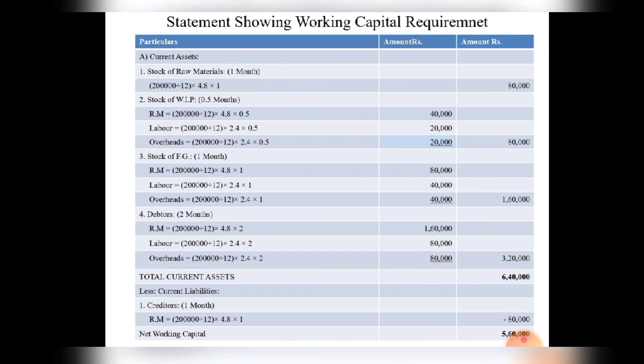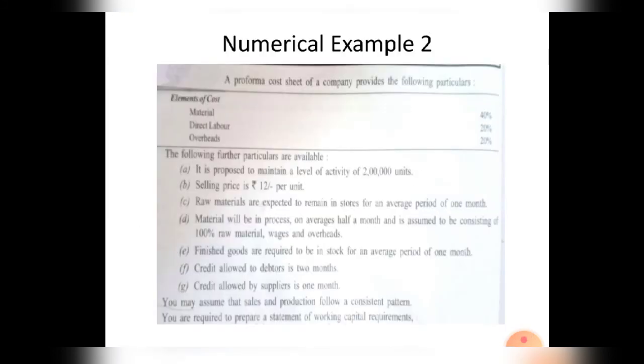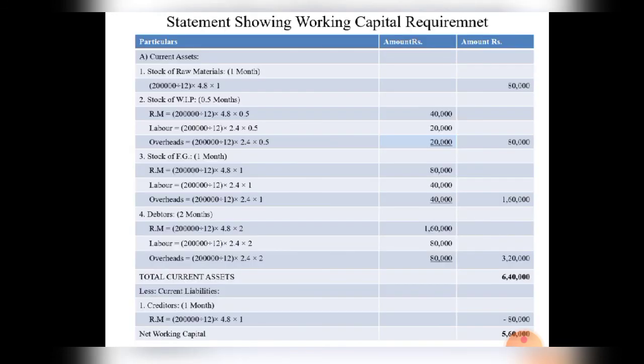Now in the example there is only one current liability and that is regarding the creditors. The last point, G point. Credit allowed by suppliers is 1 month. So suppliers from whom we take goods on credit are called creditors. So we are going to pay 1 month in arrears to the suppliers of raw material. So when we are calculating the investment to be made in creditors, we need to take only the cost of raw material because we are taking only raw materials from the suppliers. There will be no involvement of any labor or overheads in that cost, right?